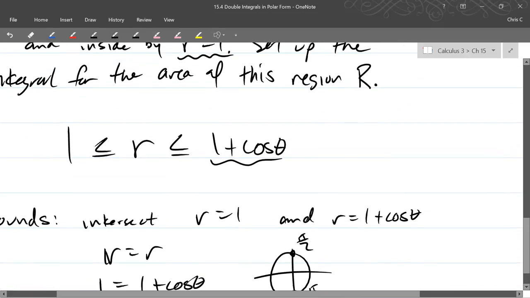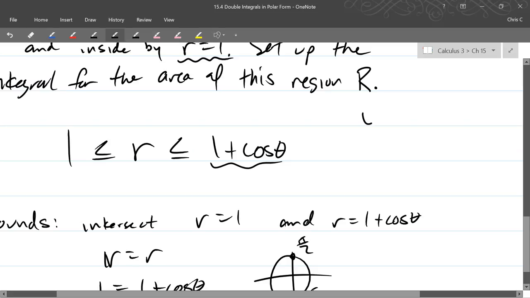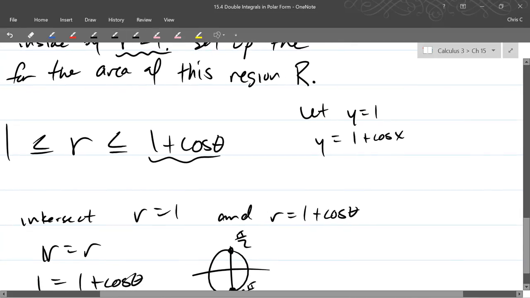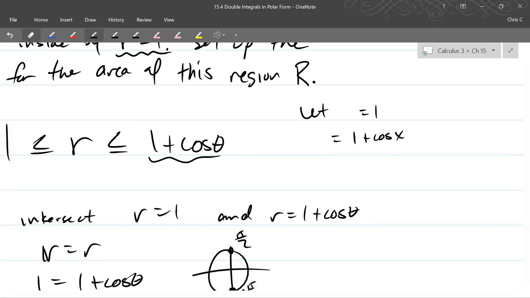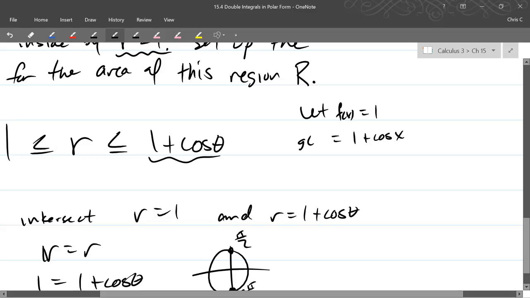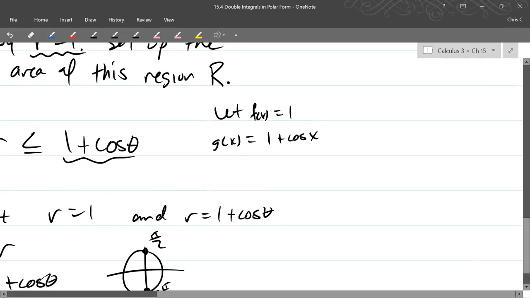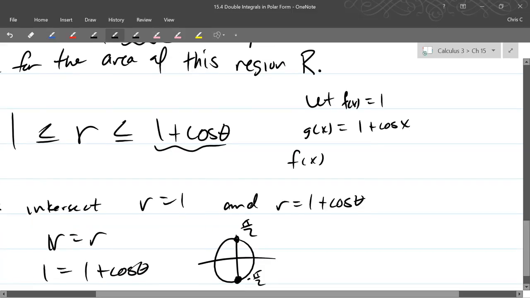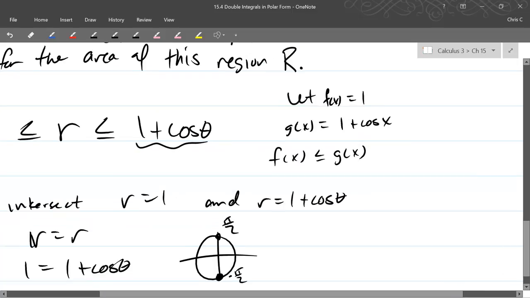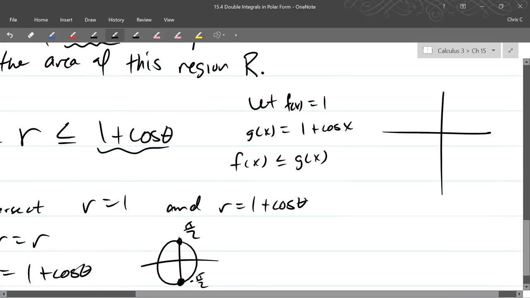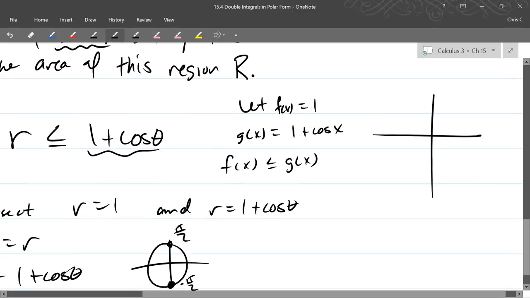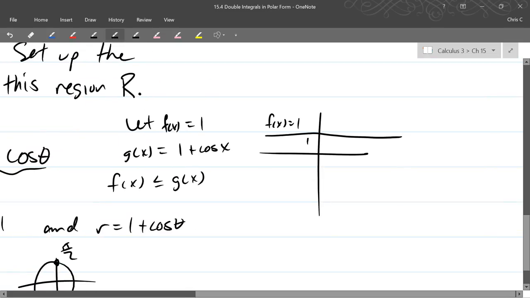So let's graph in rectangular coordinates. So we're going to let y equal 1 or y equal 1 plus cos x. And I want to know, where do these two intersect? Maybe these are bad letters. We'll go with f of x and g of x. So it's easy to graph f of x equals 1. There it is. So that's 1 right there. So that's the horizontal line f of x right there.